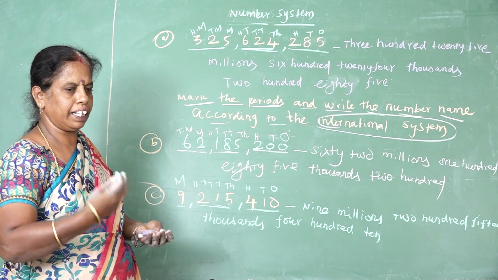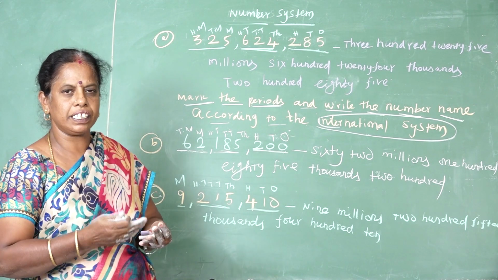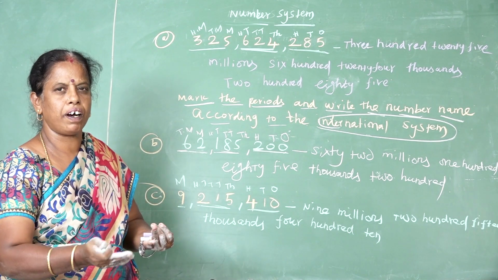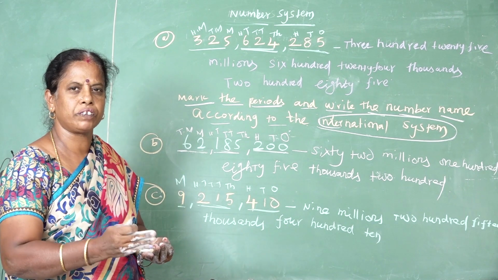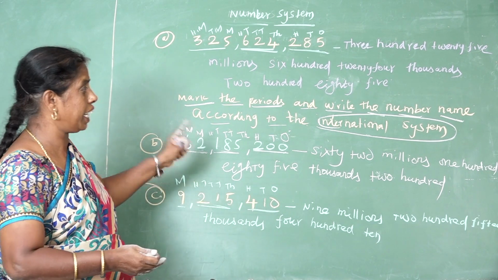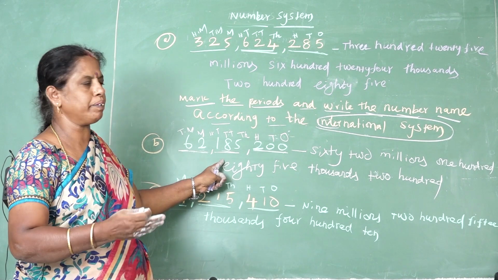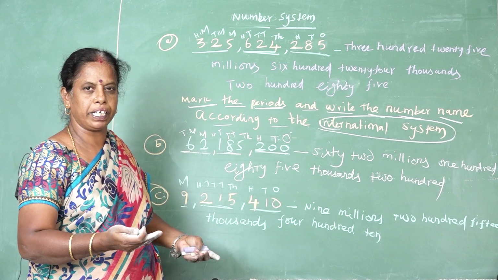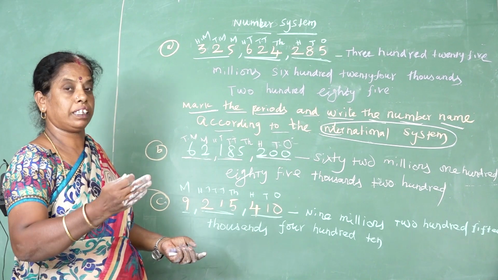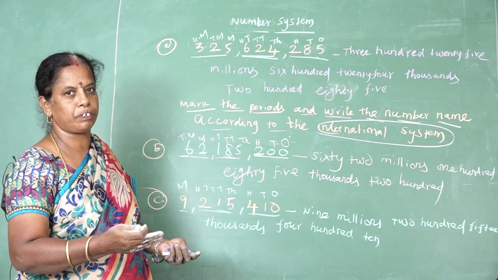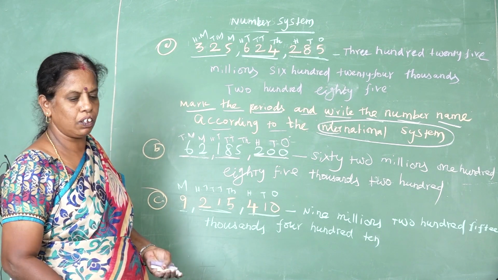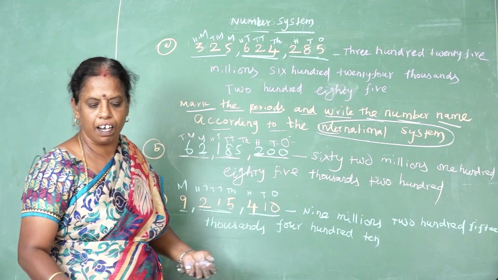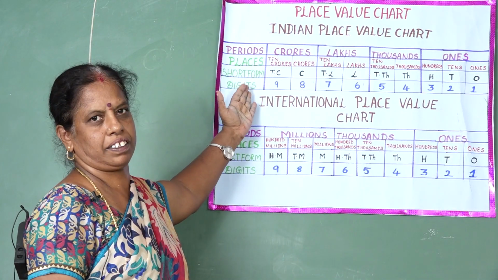Let me recall again. In the Indian system, the first three numbers are for the ones period, two numbers for the thousand period, and the next two numbers for the lakhs period. But in the international system, numbers are grouped by three. The first three numbers are for the ones period, the next three for the thousand period, and the next three for the millions period. So shall we compare the Indian system and the international system? Shall we see the chart? Let us see the chart.